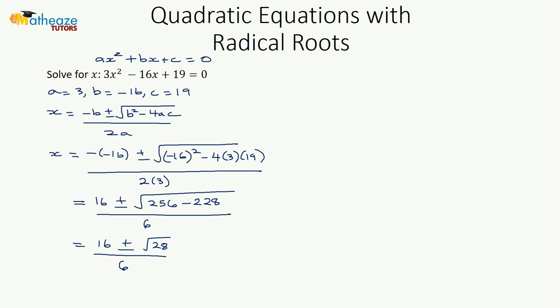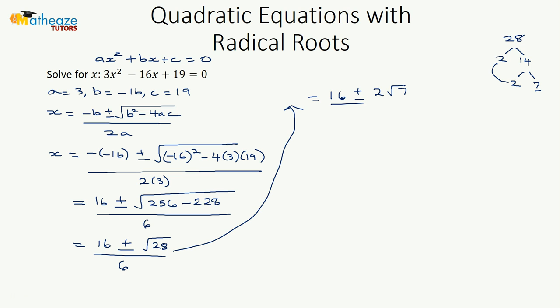Let's decompose 28. You divide that by 2, you get 14. You divide that by 2, you get 7. So you get a perfect square with 2, and then you have a radical with 7. So let's bring this guy up here. So this is going to be equal to 16 plus or minus 2 square root of 7 divided by 6.